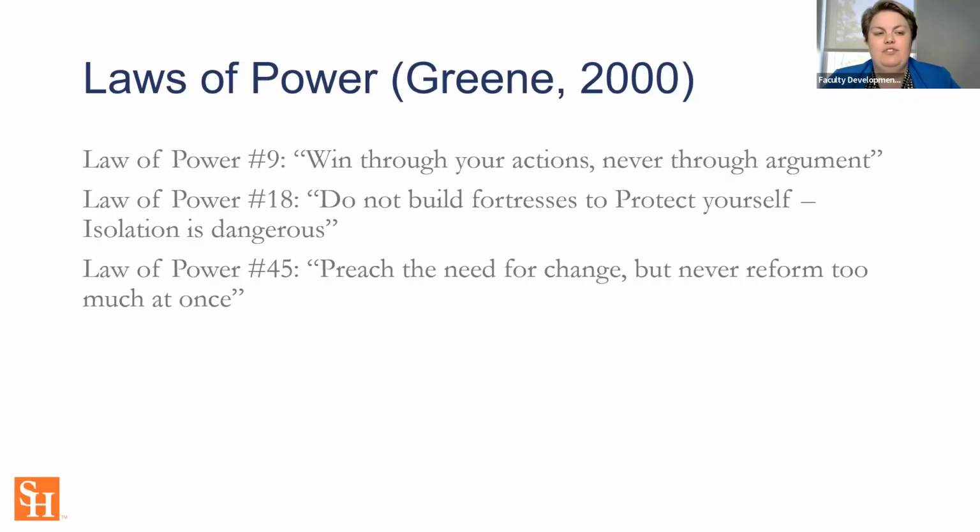And then also preach the need for change, but never reform too much at once. In higher education, we have this concept of continuous quality improvement, right? Which is a part of assessment culture. Every year, we'll ask for your feedback, not just about the students, but how are we doing as a program? And we really respect what you all have to say. It's helpful if you suggest incremental changes, because if you overhaul everything all at once, it's discombobulating to people. It really puts them under a lot of pressure and makes people feel very stressed.